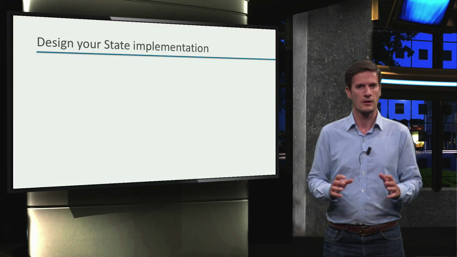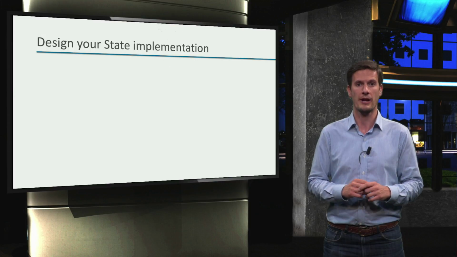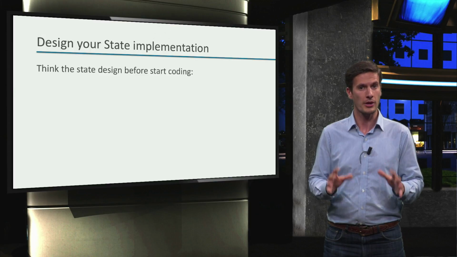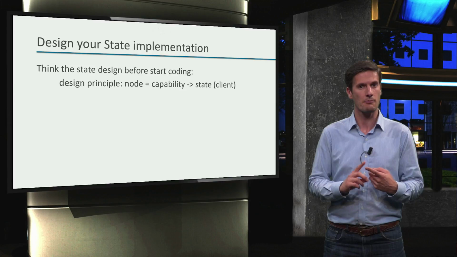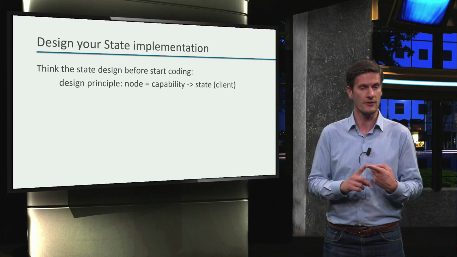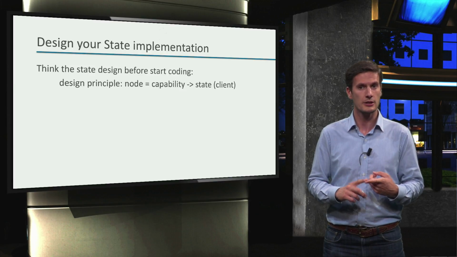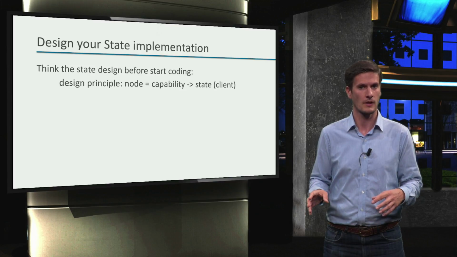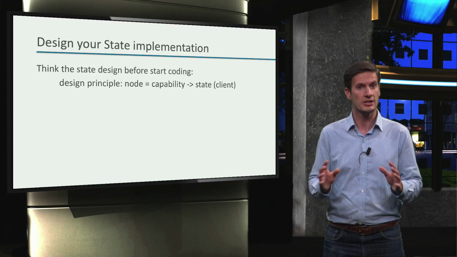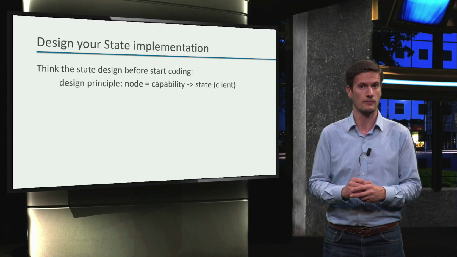Okay, the first thing we will do is not to open our code editor, but to think about the design of our state before programming anything. Remember the design principle for states that we discussed in the previous videos. Our state should use a robot capability that is implemented by a ROS node. That is, it should simply involve a client call.